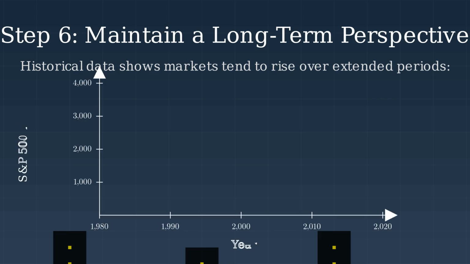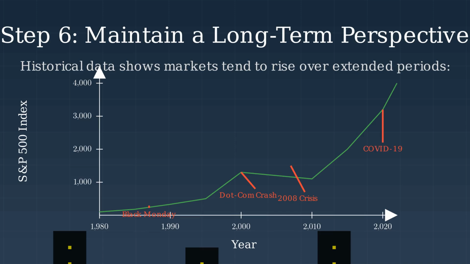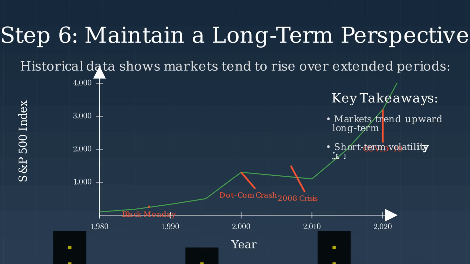Looking at historical market performance, we can see that despite significant downturns, the overall trajectory of markets has been upward over extended periods. Major market downturns like Black Monday, the dot-com crash, the 2008 financial crisis, and the COVID-19 pandemic caused temporary declines, but the market recovered each time. Remember these key takeaways. Markets trend upward over the long term. Short-term volatility is normal and expected. Research consistently shows that time in the market beats timing the market, and patience is crucial for investment success.